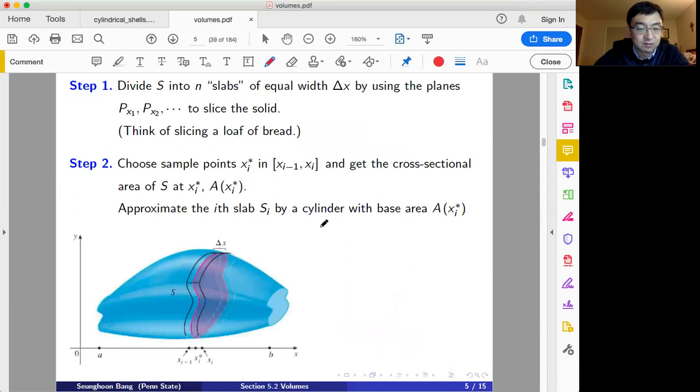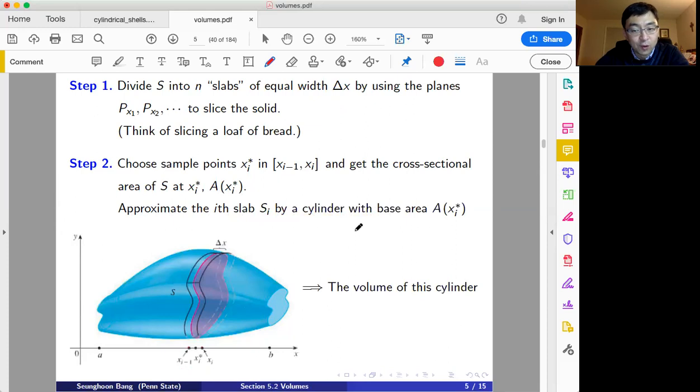So like this, you can cut here. This is x(i-1), and this is xi. You cut like this. Next, choose xi star. You cut using the cross-section. This red one is A(xi star). Next, approximate the i-th slab Si by a cylinder with base area A(xi star).